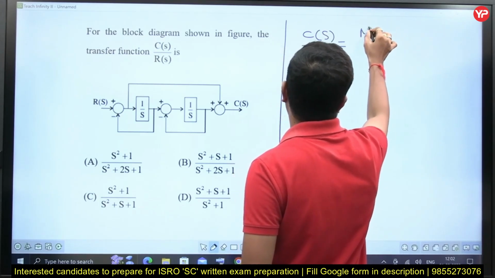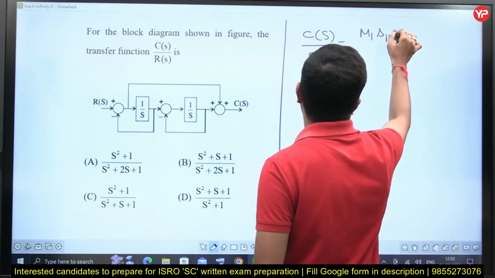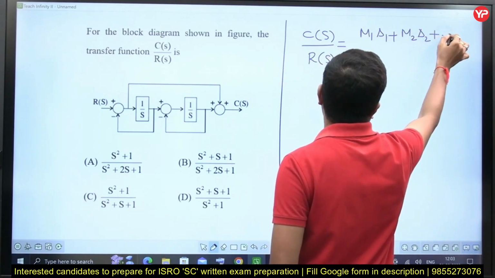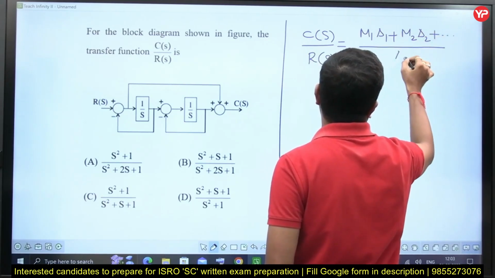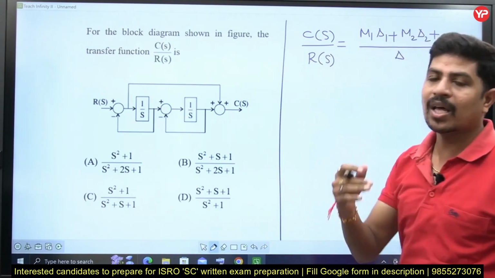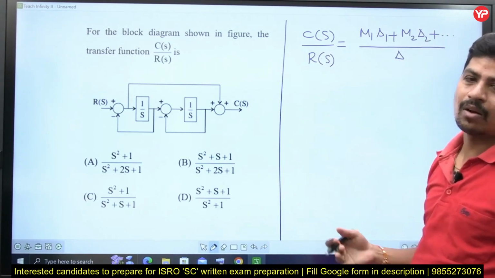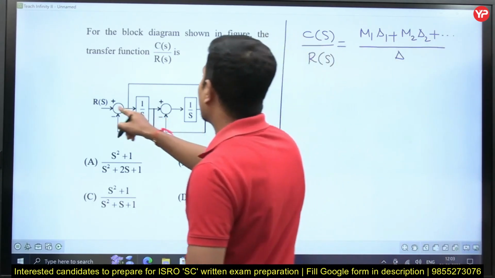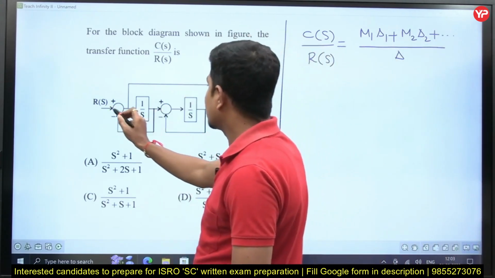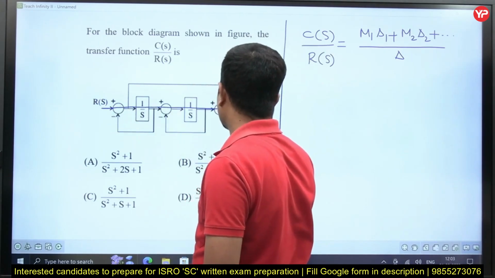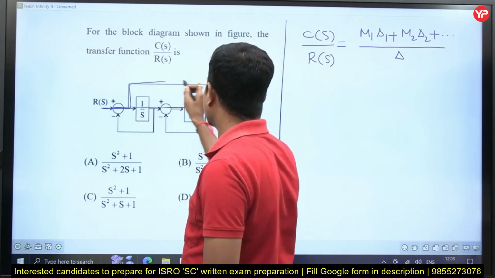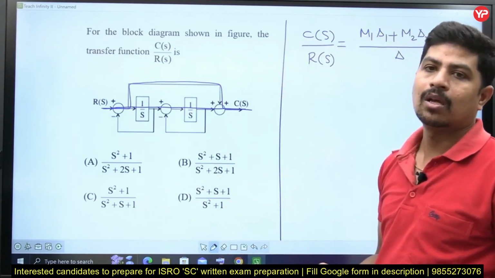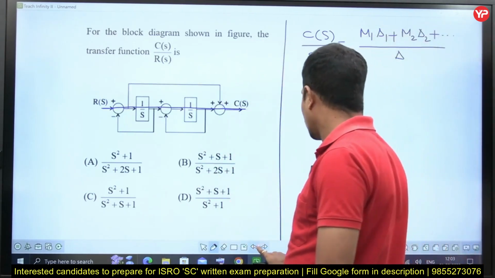Mason's gain formula: M1 delta 1 plus M2 delta 2 and so on, by delta, where M1, M2, M3 are forward path gains. How many forward paths are there from input to output? This is one forward path. The second forward path is this one. Is there any other forward path? There is no scope of any other forward path.